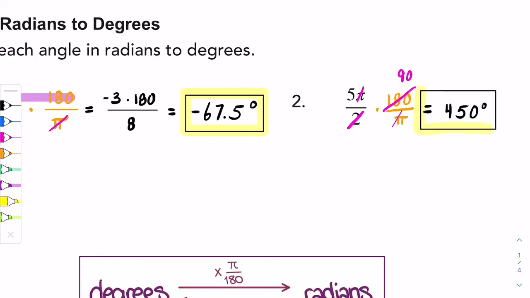Now I could have typed 5 times 90 and then in my calculator done divided by 2, and you would have ended up with the same answer.